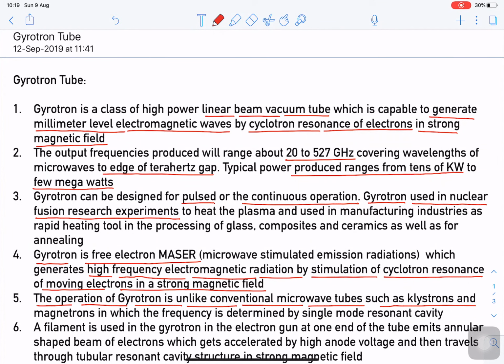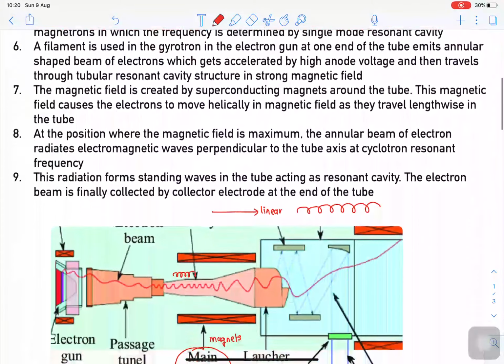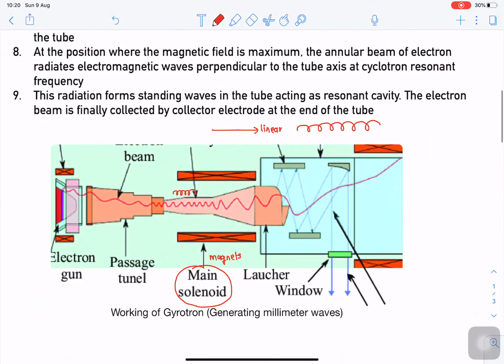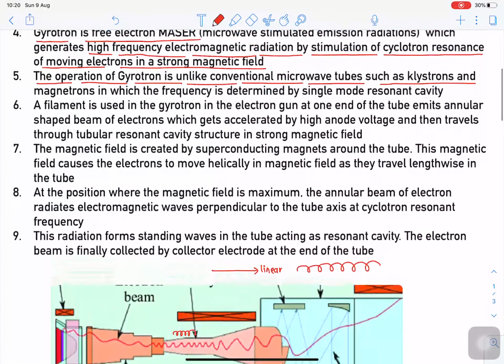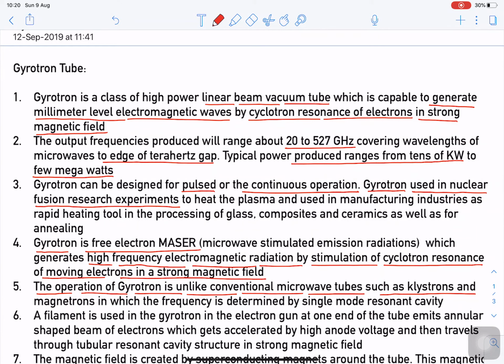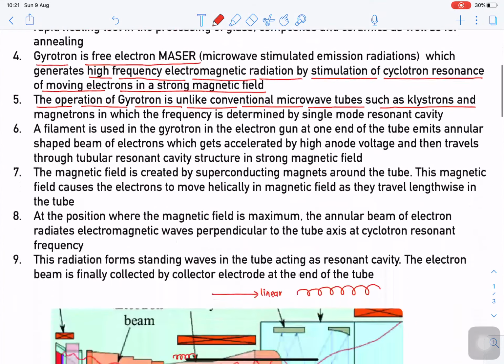So this is the typical construction, working, and application of a gyrotron tube. I hope you understood the simple working of a gyrotron, the basic working principle of all the different microwave tubes and this gyrotron tube, and the difference in working principle between all of those tubes and the gyrotron. With this gyrotron tube, as the last part of our third module, we have studied all the different types of tubes.